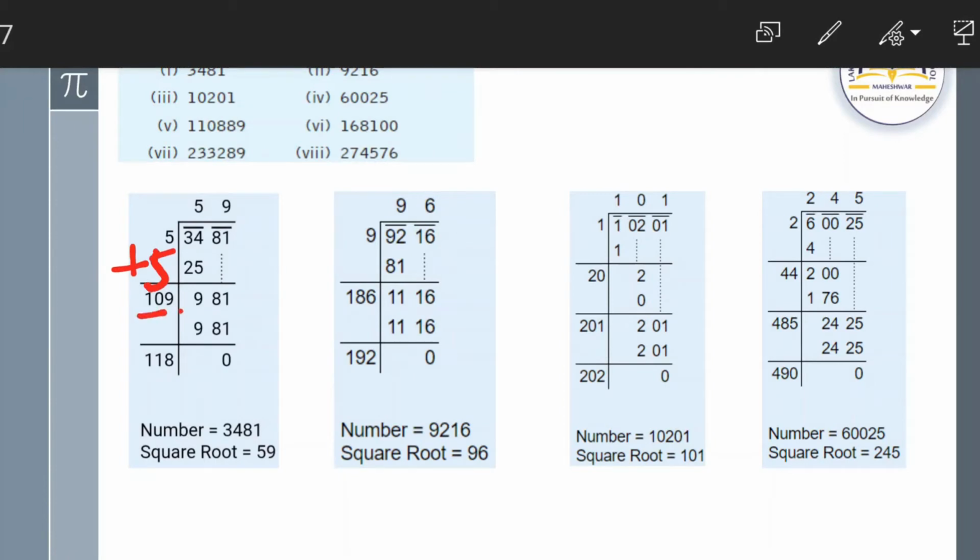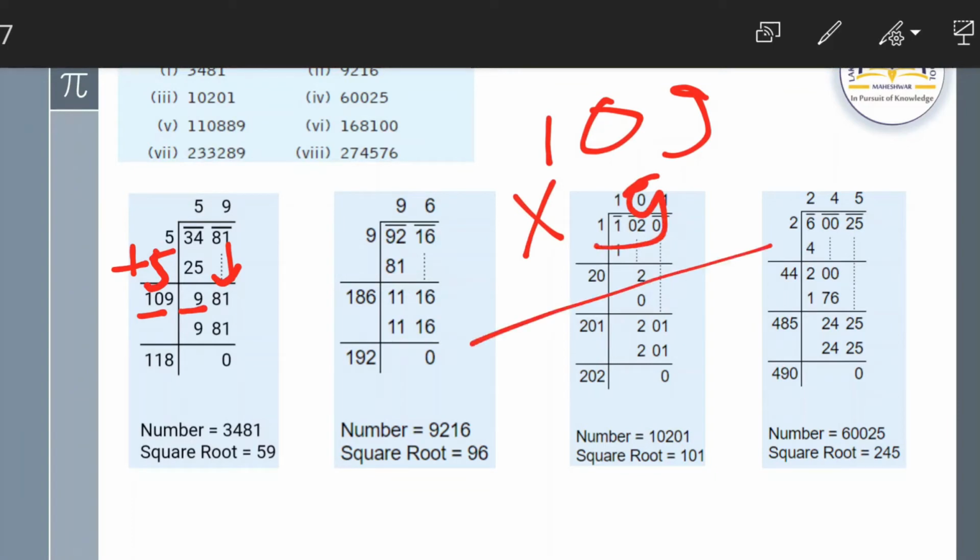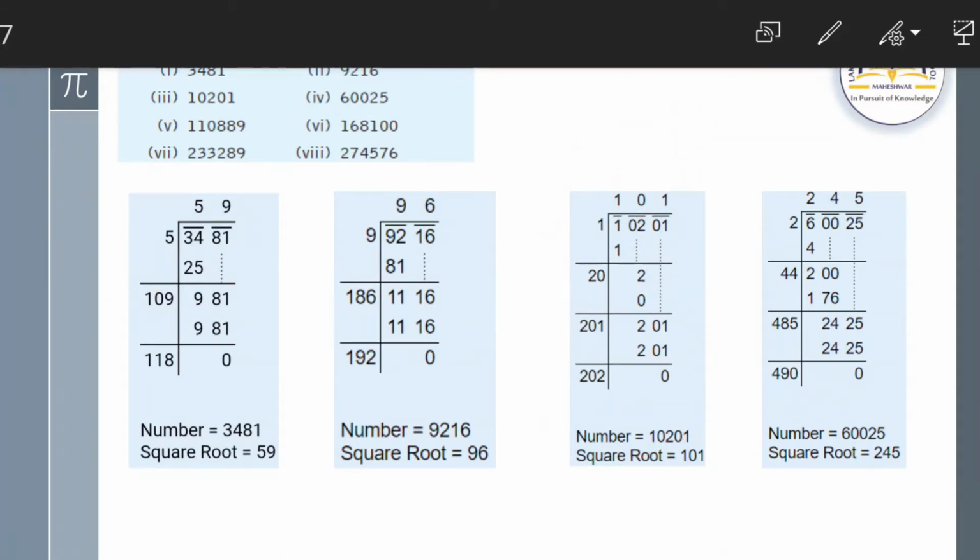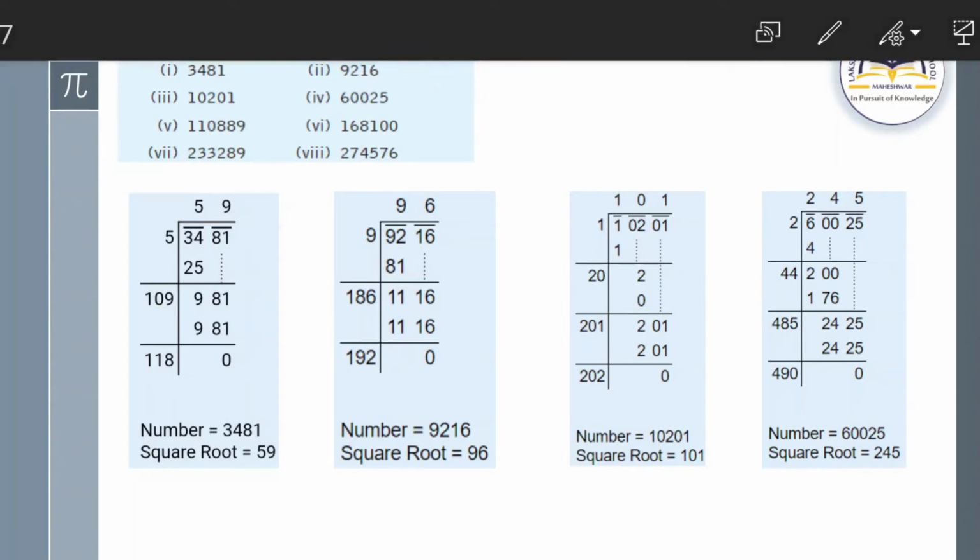Now subtraction. Now you get our new pair, that is 81. Next you have to multiply 109 into 9. You will get 9 nines are 81, 9 ones are 9, 981. Now here you have to take 9. That's why our answer is 59, and 981 minus 981 is 0. So 59 is our square root of 3481.